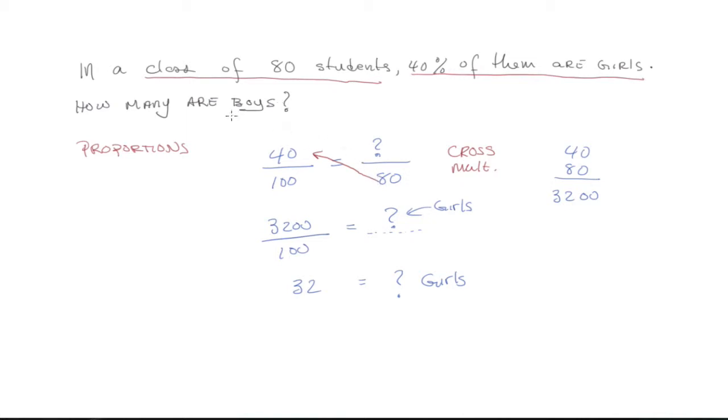So if I'm looking for the boys, well, I've got 80 students. If I take away the 32 girls, what I'm left with should be boys. So 2 take away 2 from 0, you can't do that, so you have to borrow. That's 7, that becomes 10. 10 take away 2 is 8, and now 7 take away 3, that's 4. 48 of the students are boys. So this is our first technique for finding out how many boys are in the class. And there is another technique.